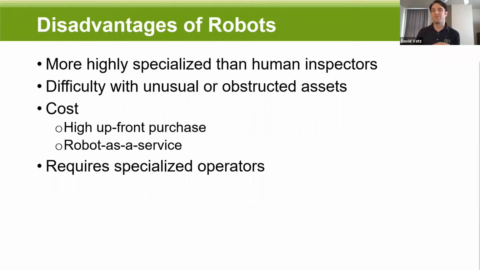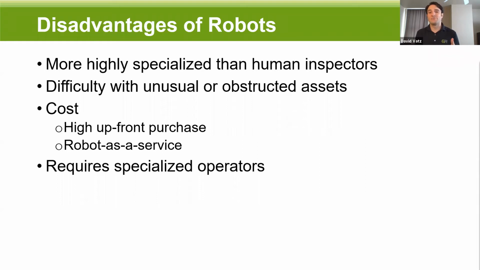With a human inspector, you can throw them at a bunch of different challenges and they can just figure it out and jump around different obstructions and still get readings. Whereas with a robot, you have to be a little bit more prescriptive about what problem you're trying to solve and how the robot will solve that problem. Following on that, robots can have some difficulty with unusual or obstructed assets. Things like stiffener bands, catwalks, and other obstructions can get in the way of getting readings. The next item here is cost.